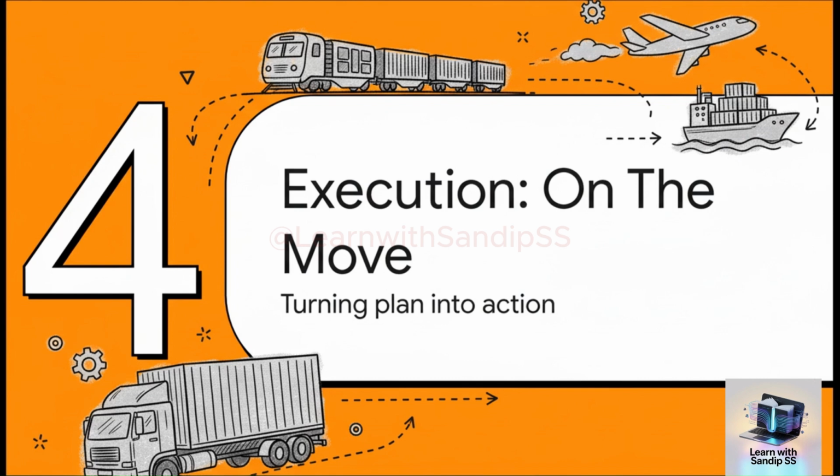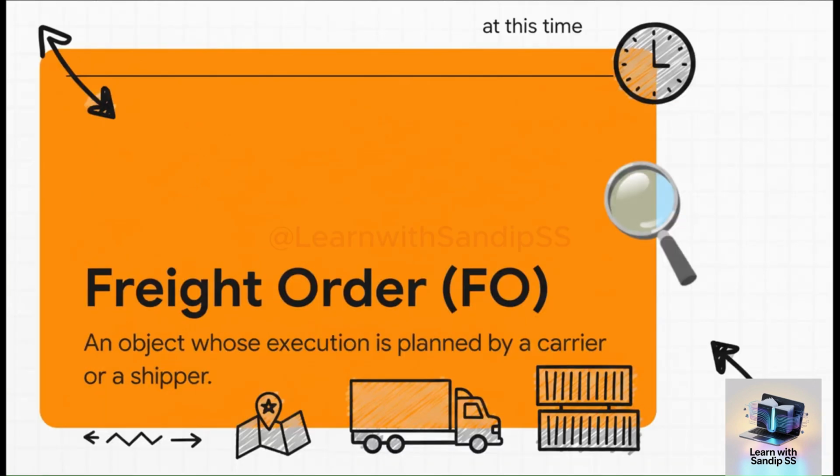Now it's time to actually get things moving. This is the execution phase. This is where the digital plan turns into real-world action, where the rubber literally meets the road. And the key piece of the puzzle here is a document called the freight order, or FO.